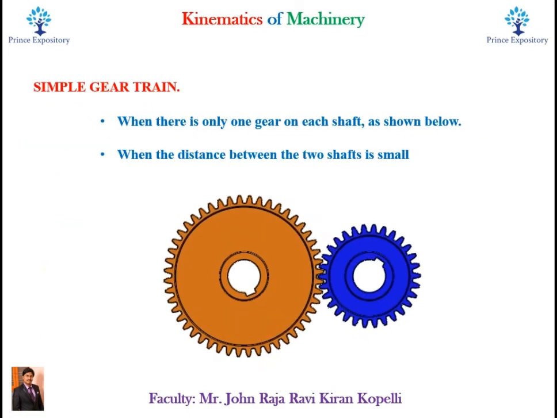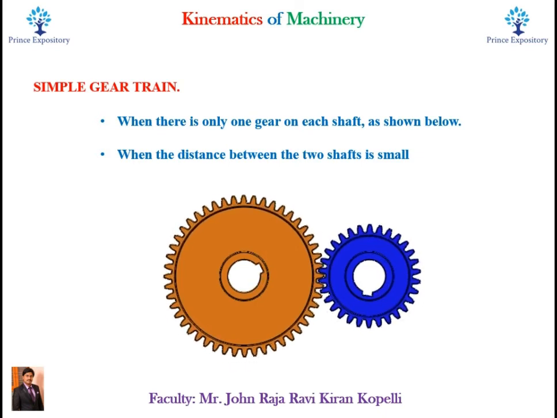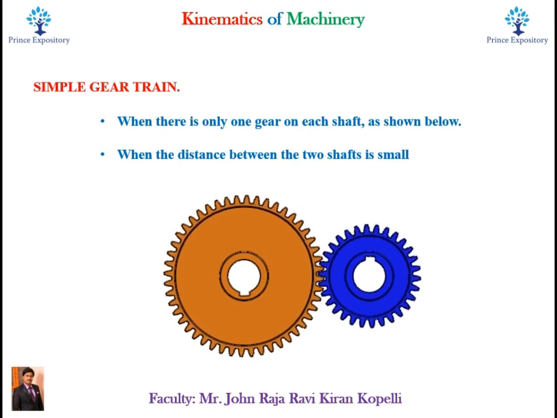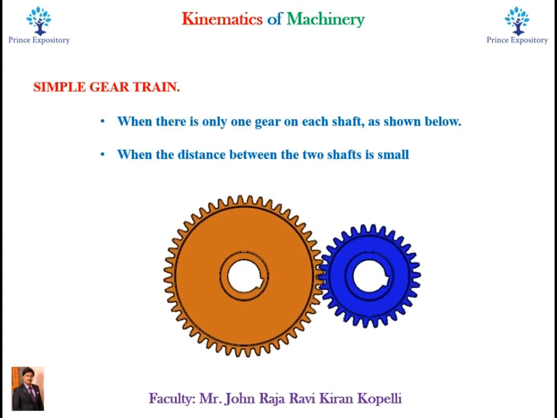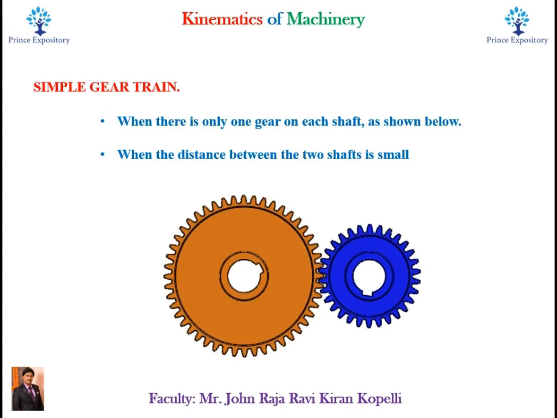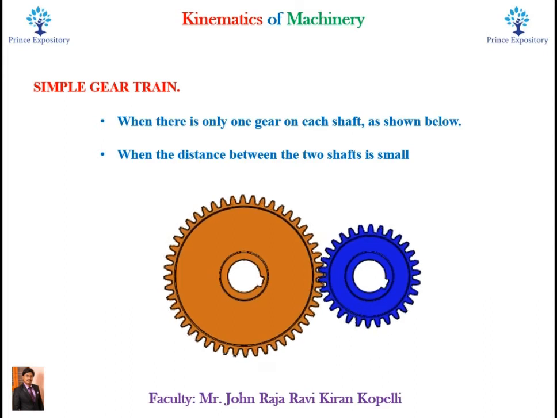Simple gear train. Each shaft carries only one gear. Such a gear train is called a simple gear train. It is represented by their pitch circles. When there is only one gear on each shaft as shown below, and also when the distance between the two shafts is small, then simple gear trains are preferred.